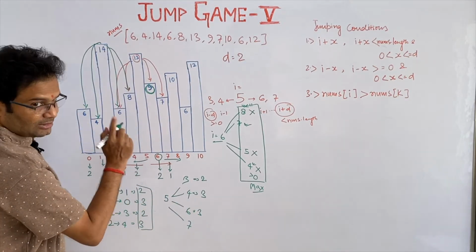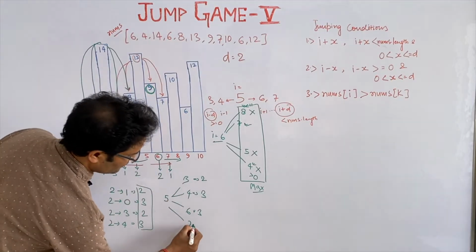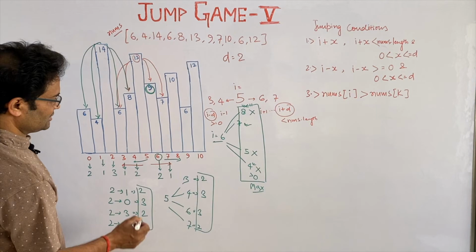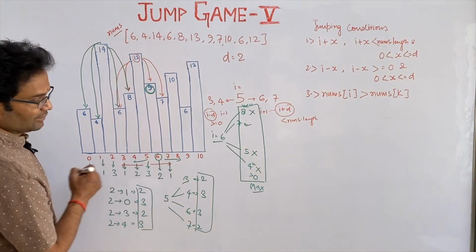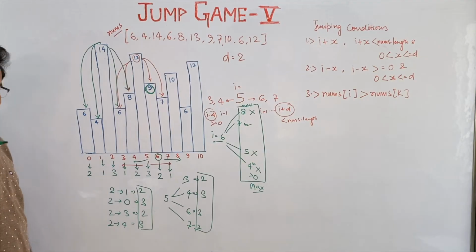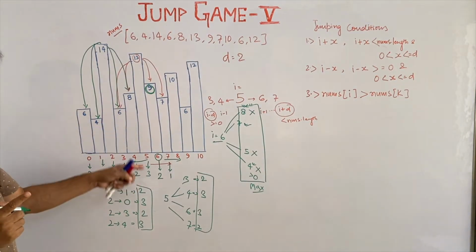7, 5 itself is the 1, 7 is 1. So you can get 2 value. So out of this, the maximum is the 3. So I can put 3. So if you start jumping from the 5th index, you can maximum touch the 3 buildings, right?